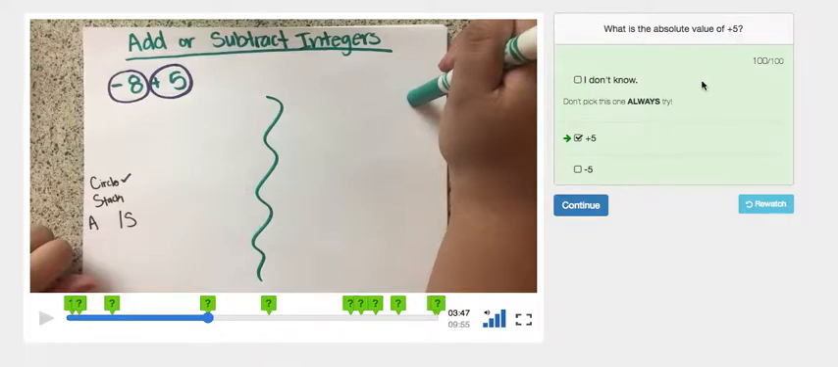This is an example of a multiple choice question. I left 3 responses: I don't know, +5, and -5. I also gave feedback to the I don't know people: don't pick this one, always give it a try. This one is self-graded, so the computer can tell whether or not they got the right or wrong answer.